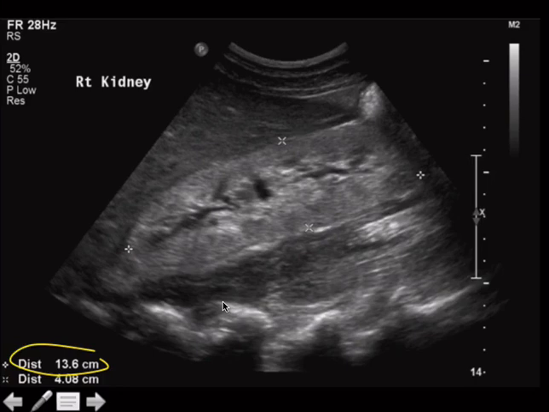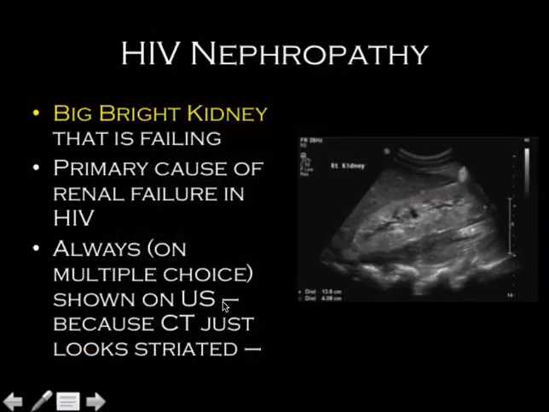And if I told you that this person enjoys anal sex with male prostitutes while at the same time using IV drugs, that would probably give it away. This is your HIV kidney. Big, bright kidney that is failing. It's common in HIV patients. It's actually the primary cause of renal failure. They could show it on CT, but CT kidney and HIV just means it's infected, and that is a very large differential. Okay, so that's the end of part A.